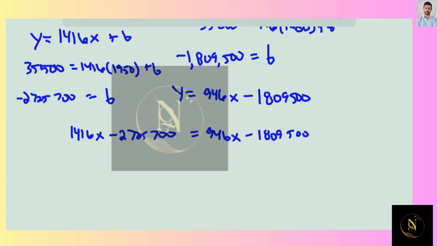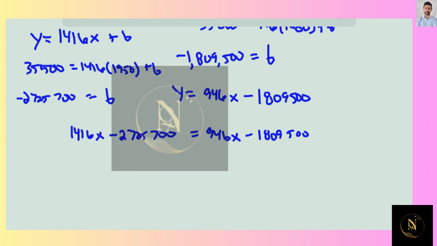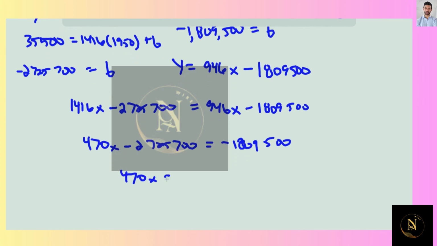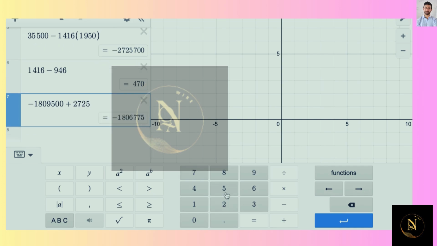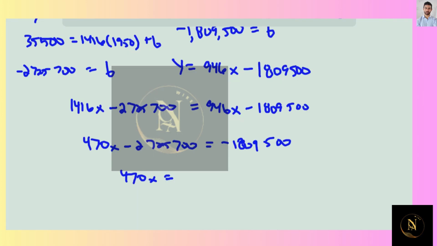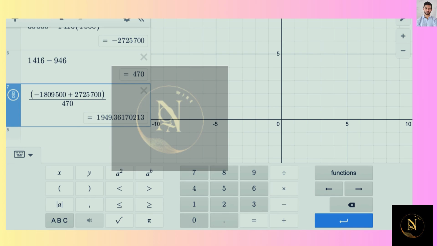So we could subtract 946x from 1416x. We get 470x. And we can add 2,725,700 to negative 1,809,500. We get 916,200. Divide that by 470, and we get in the year 1949.